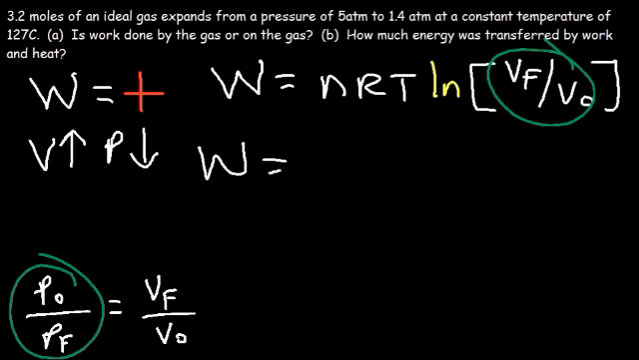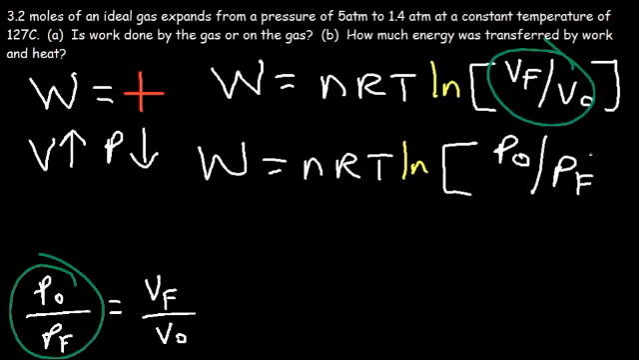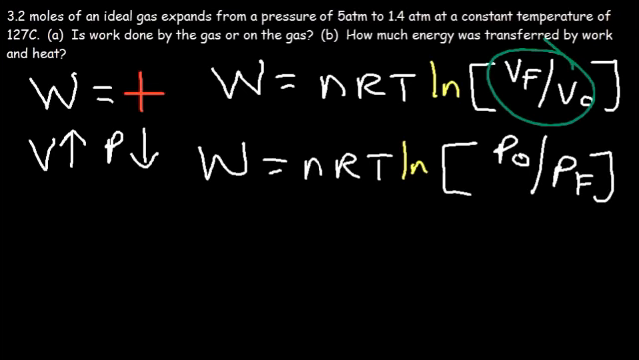So during an isothermal expansion or compression, you can use this equation. W is equal to nRT ln P initial divided by P final. So now let's finish the problem. N in this problem is 3.2 moles. R is still 8.3145.